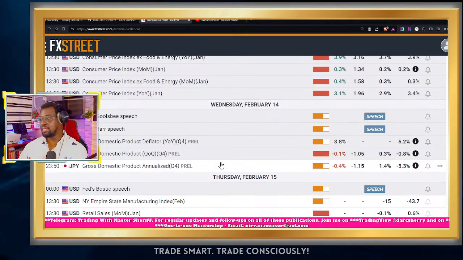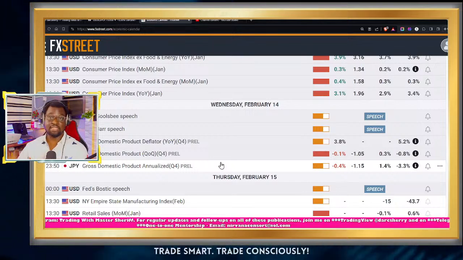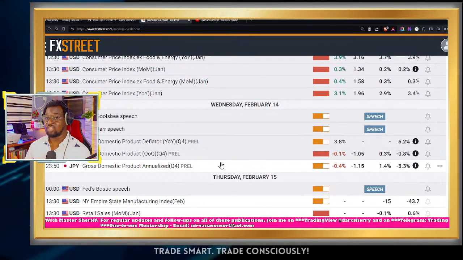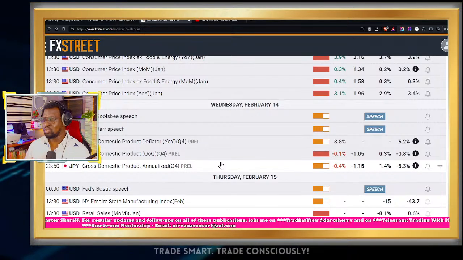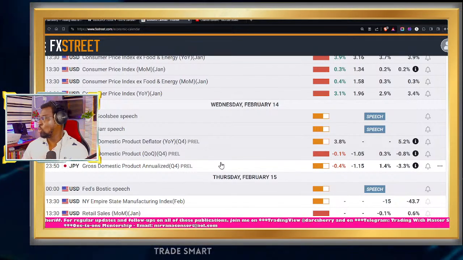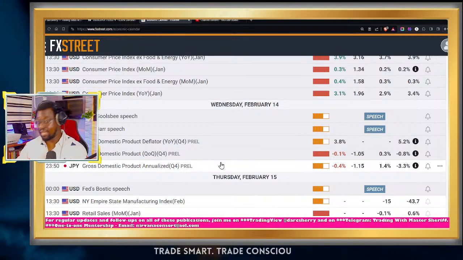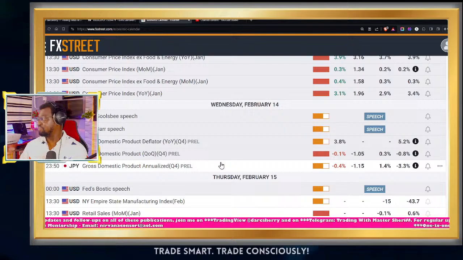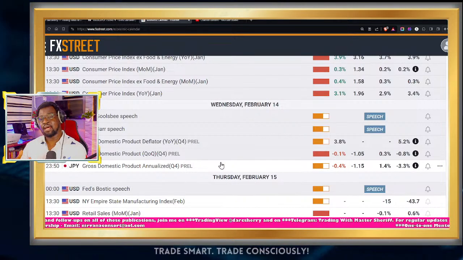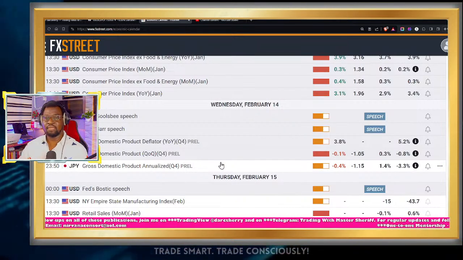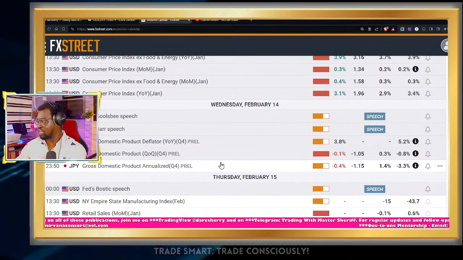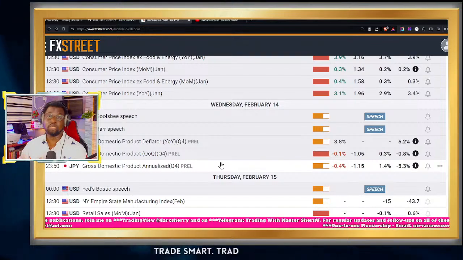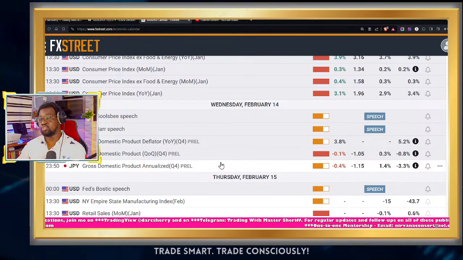Now, looking at the data that came in from the Japanese economic docket yesterday, we had a deficit of 0.4%, which was way below the 1.4% that was expected. Though it was better than the previous quarter, which came in at a deficit of 3.3%. So a deficit of 0.4% is not really a good sign as regards the Japanese economy.